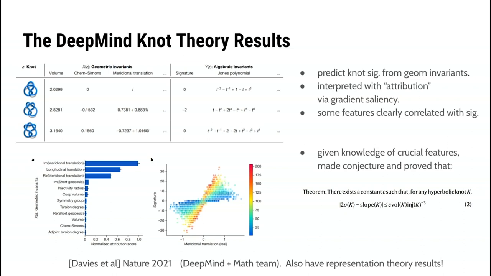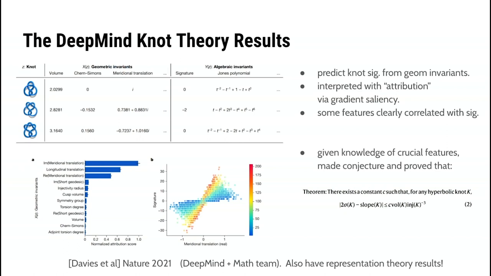And what they wanted to know was, could we predict the signature of the knot from these geometric invariants? What they wanted to do, and their pipeline is actually a couple of slides back, they have this critical part that we were calling white boxing. I think it's pretty similar to what they call attribution. And they use the technique called gradient saliency.